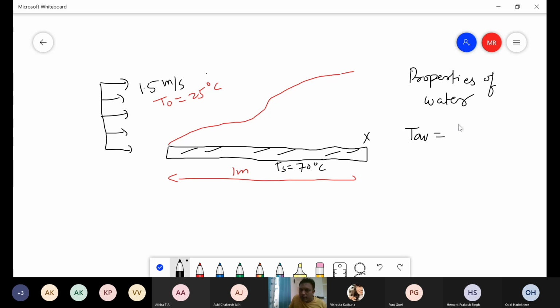T average is going to be 25 plus 70 divided by 2. So that comes out to be 47.5 degrees Celsius. Okay. So why have we taken the average temperature? Because adjacent to this particular plate, the temperature is 70 degrees Celsius, so the properties are going to be different here. But if I look at the properties very close to the free stream velocity somewhere, there the properties will correspond to 25. So the better option here is to take the average temperature and take all the properties at the average temperature.